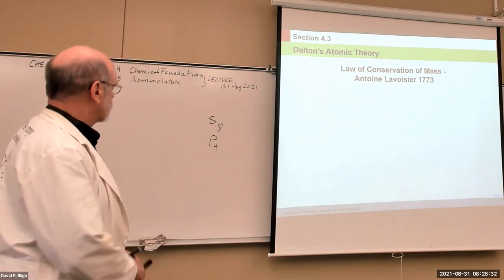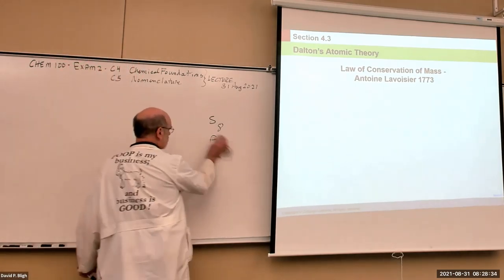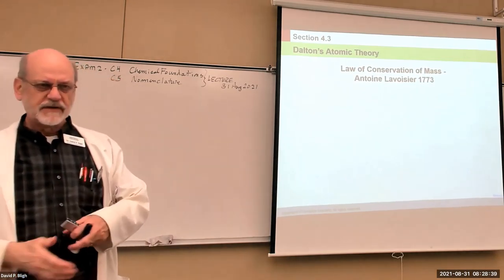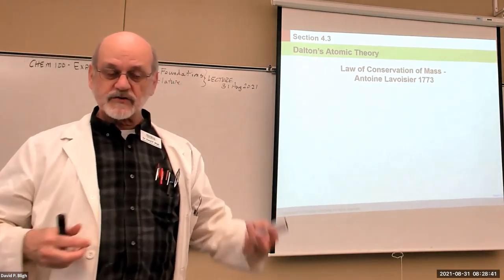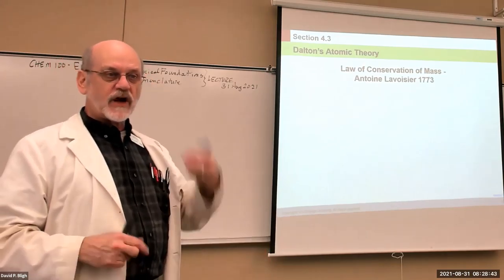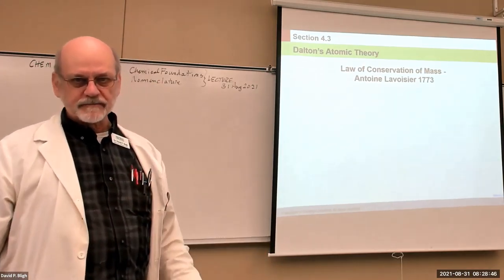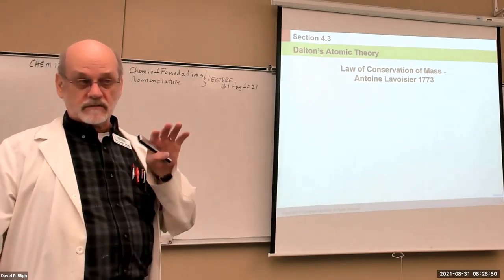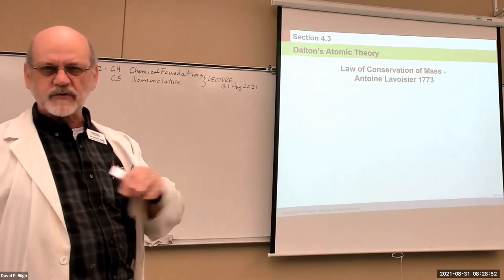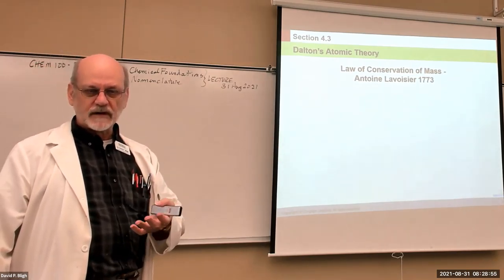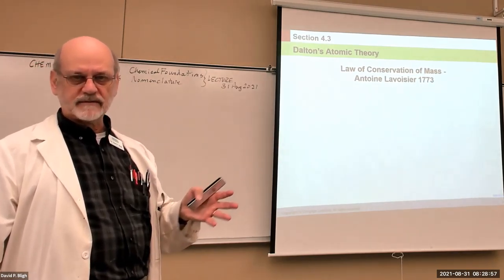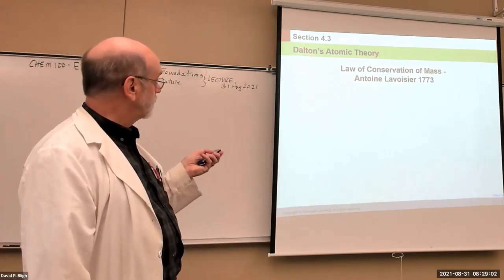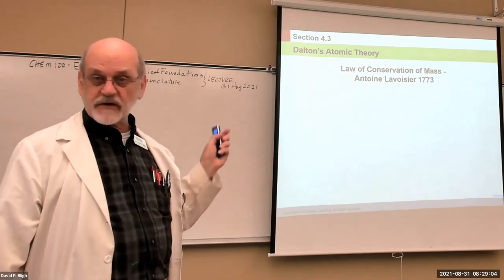Okay, so let's look at some significant discoveries over the centuries that have led to an understanding of chemistry. Now, the heading up here is Dalton's Atomic Theory. That's where we're going to end up. But first, we need to look at some laws. Remember, laws just say what happens. It doesn't say why. When we get to a theory, Dalton's Atomic Theory explains all of these laws.